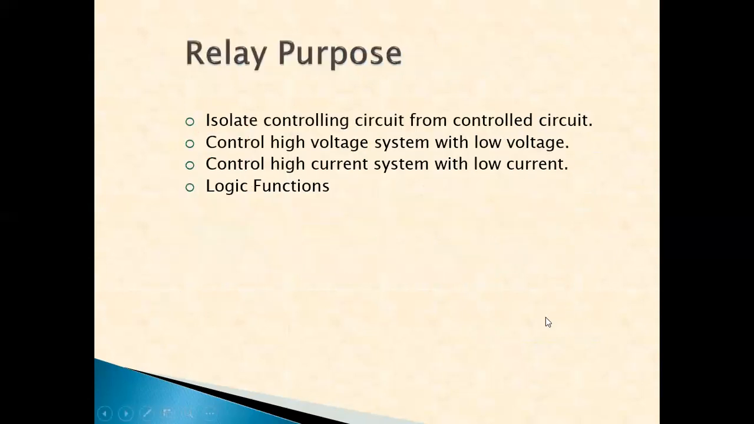Relay purpose. What are the purposes of a relay? It will isolate the controlling circuit from the controlled circuit. It will control a high voltage system with low voltage. It will control a high current system with low current, and it has a logic function.